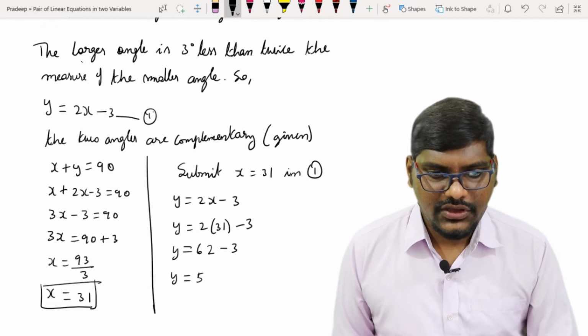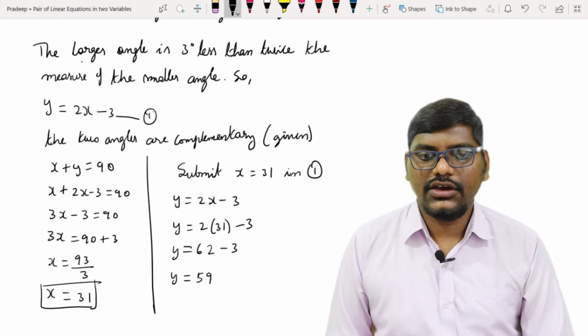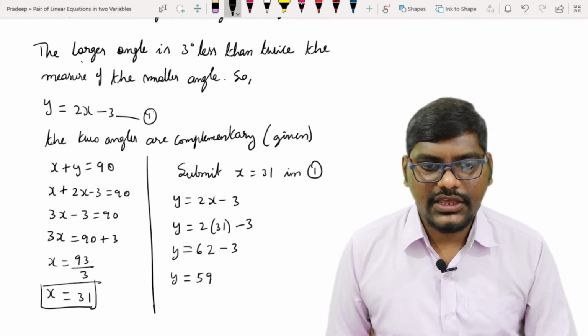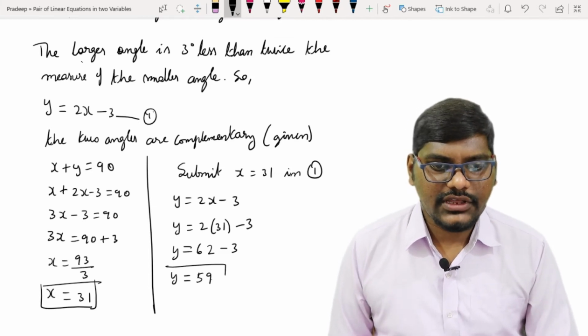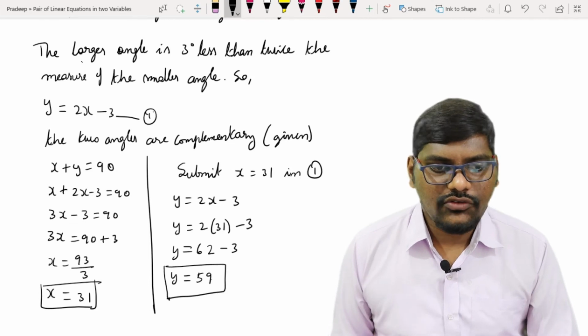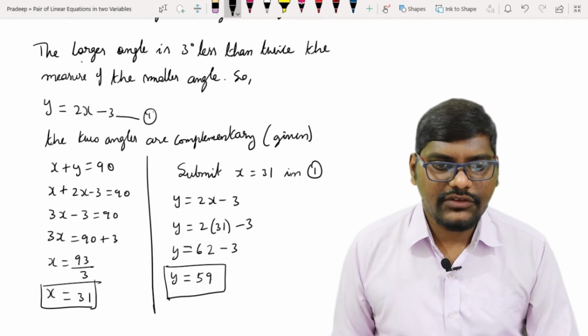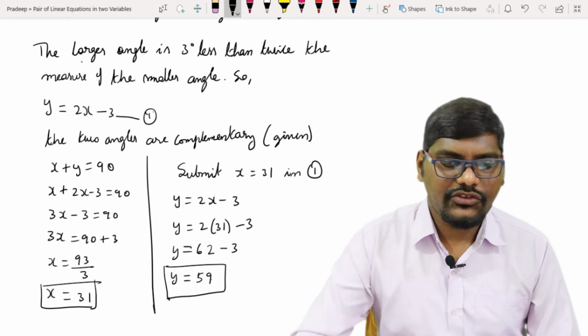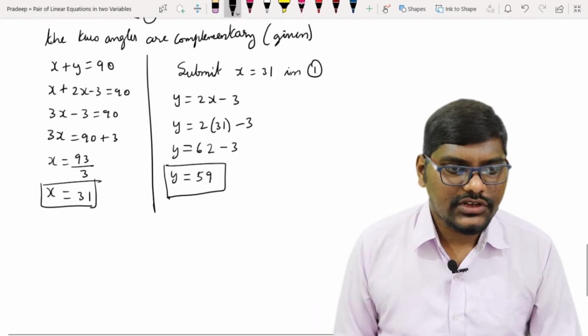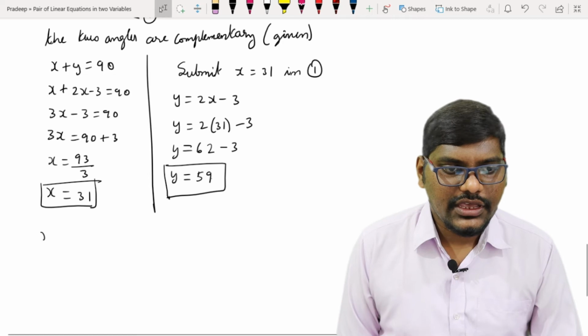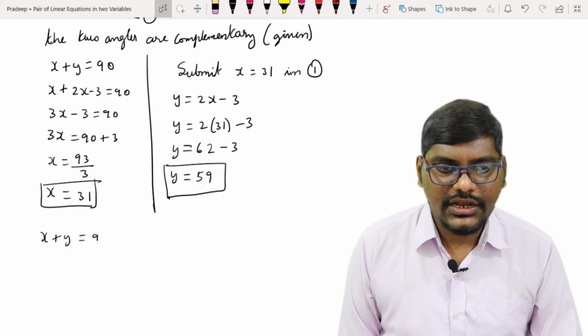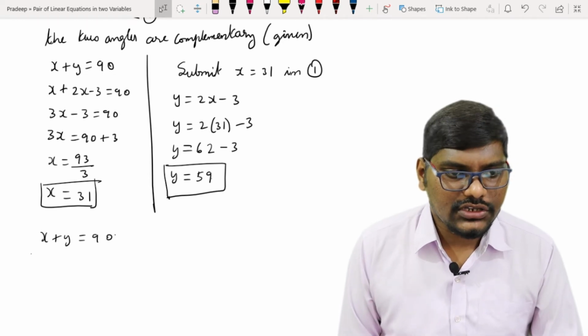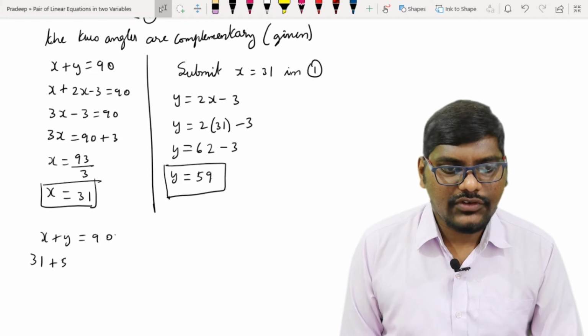It was 59. Okay. So now we got this as 59. So let's check whether they are complementary or not. So first angle we got x as 31, y as 59. As they are saying complementary, that is nothing but, in the sense, x plus y should be 90 degrees. So x we got 31 and y we got 59.